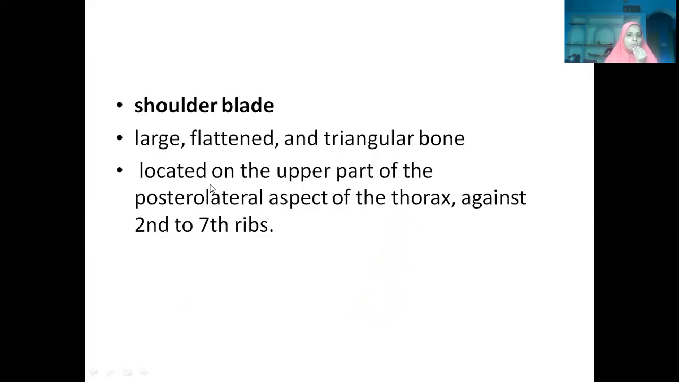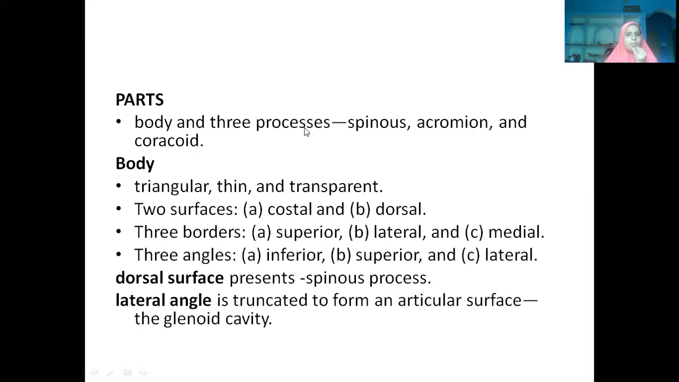I already told you, it is a large flattened triangular bone located on the posterior lateral aspect of the thorax, over the second to seventh ribs. It has three processes: spinous, acromion, and coracoid. The bone looks like a triangle. It is thin, and transparent if you hold it in your hand. It has two surfaces. The one resting over the second to seventh ribs is the costal surface, and the one behind, where we have the spine, is the dorsal surface.